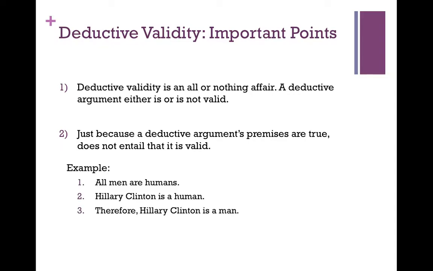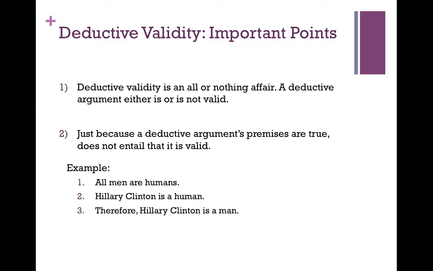So look at this. All men are humans. Hillary Clinton is a human. Therefore, Hillary Clinton is a man. And this argument right here, number one, all men are humans. That's true. Hillary Clinton is a human. Questionable, but yeah, we'll go with it for the time being. True. Therefore, Hillary Clinton is a man. The conclusion does not follow.